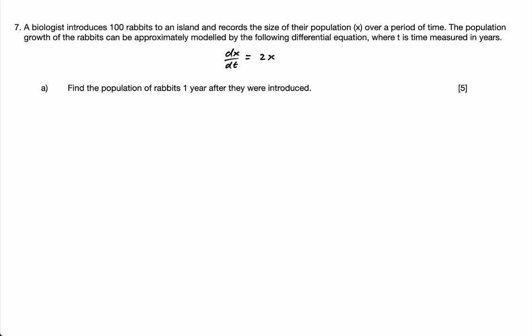Okay, question 7, last question on the paper. A biologist introduces 100 rabbits to an island and records the size of their population X over a period of time. The population growth of the rabbits can be approximately modeled by this differential equation here, where t is time measured in years. Find the population of rabbits 1 year after they were introduced.